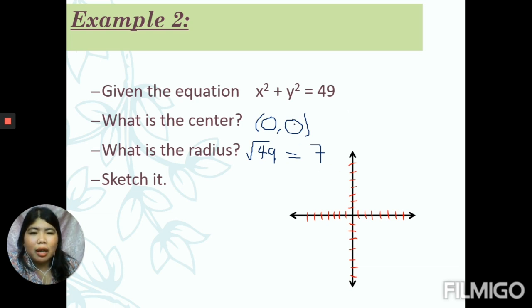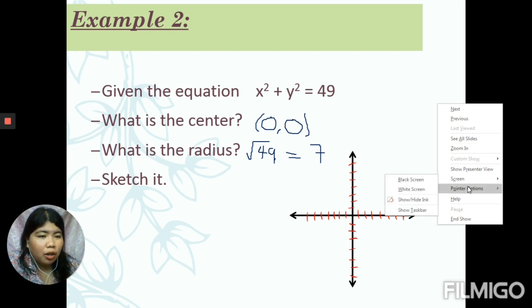So, dahil meron na tayong center at radius, pwede natin i-sketch yung ating circle. Napakadali lang mag-sketch ng circle. Kailangan nyo lang ng Cartesian plane. Yan. Gawin naman natin yellow yung ating graph.